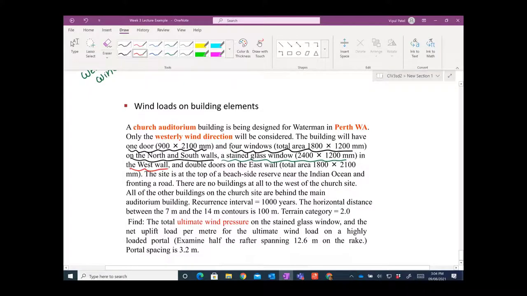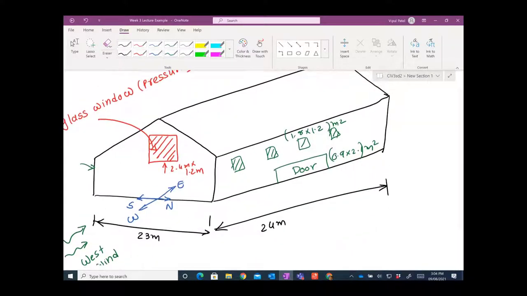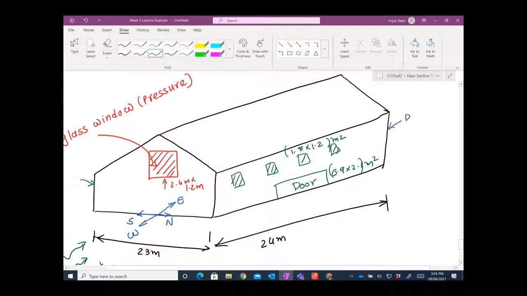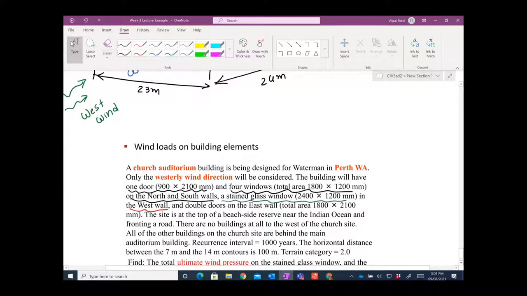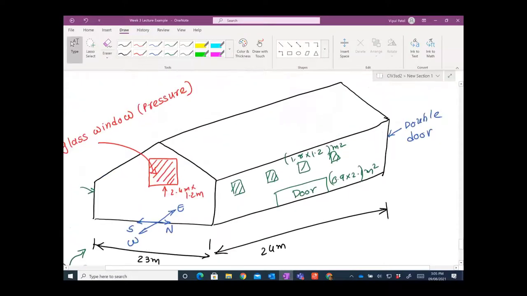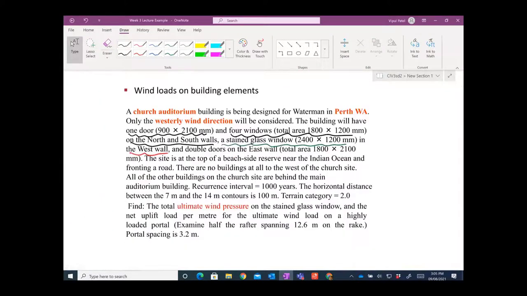The double door is on the east side. I'm not showing it, but you can see the double door on the east side, and that door has an area of 1.8 meters by 2.1 meters. I think this is all we take into account.